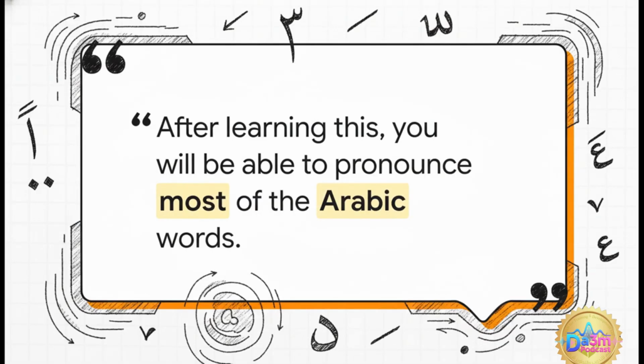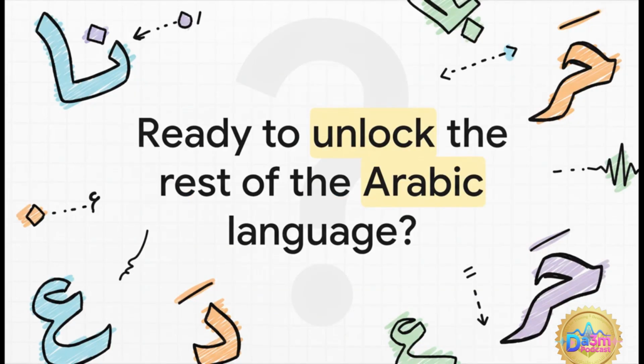And look, that's not me exaggerating. As the source material puts it, with this knowledge, you genuinely have the ability to sound out the vast majority of Arabic words you're ever going to see. It really is the difference between guessing and knowing. So, you just did it. You unlocked the phonetic system of an entire language. Now, the next time you see an Arabic word, you're not going to see a mystery. You're going to see a code that you know how to crack. So the only question left is, what are you going to read first?